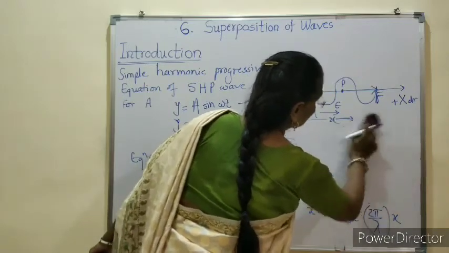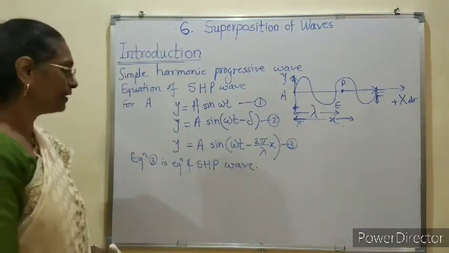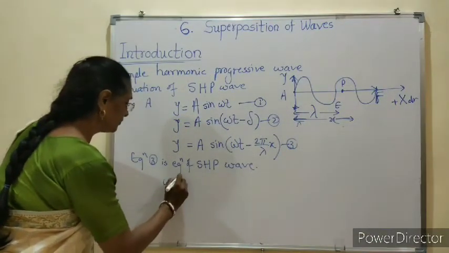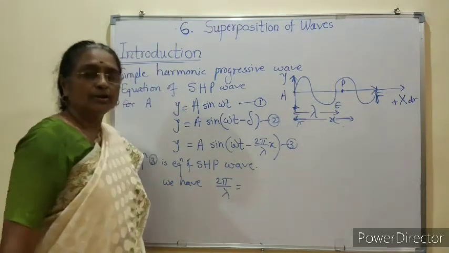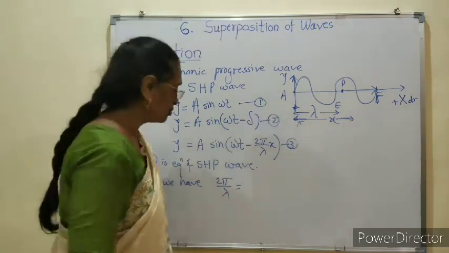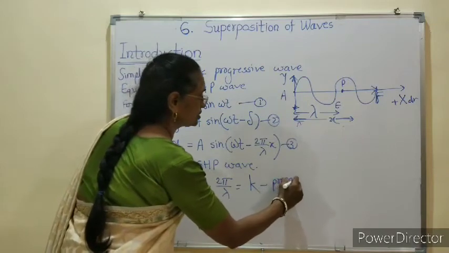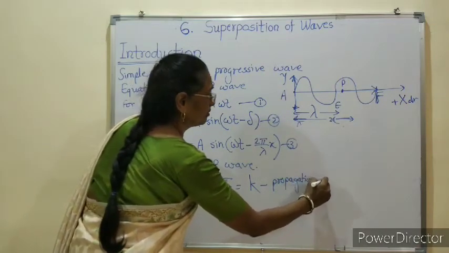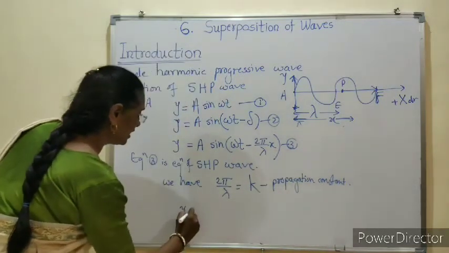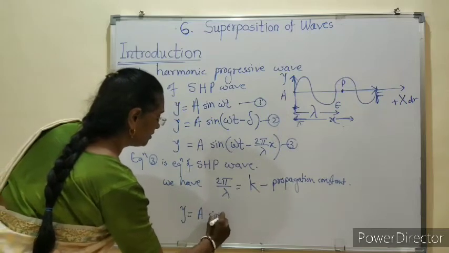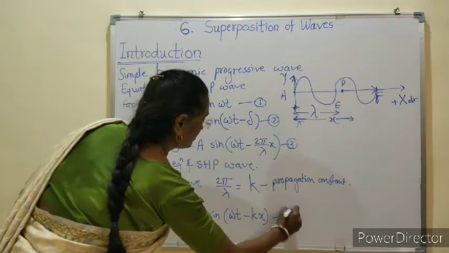Now we modify that equation by using our terms related to the wave motion. How can we modify it? We have 2 pi upon lambda. Lambda is constant for the given wave motion. It can be taken as k. It is called the propagation constant. We write equation 3 as y is equal to a sin omega t minus kx. This is equation number 4.